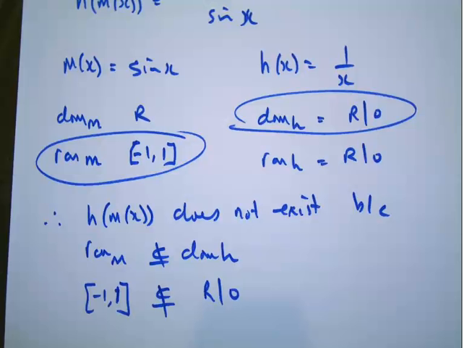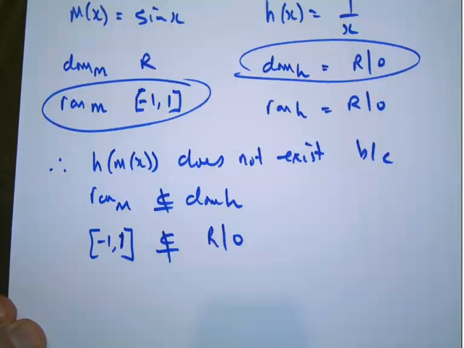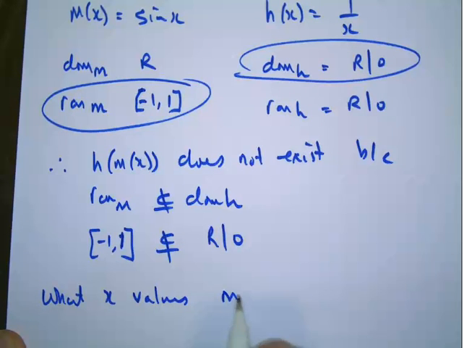How could I change the domain of m, that is the numbers that go into m, so that the range fitted into the domain of h? Well, I need to get rid of those zeros. So, what x values make sine of x equal 0? And once I know what those x values are, I need to get rid of them.